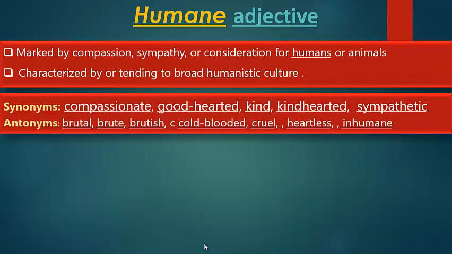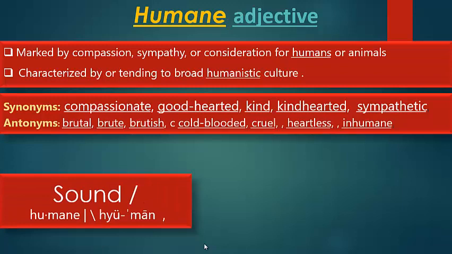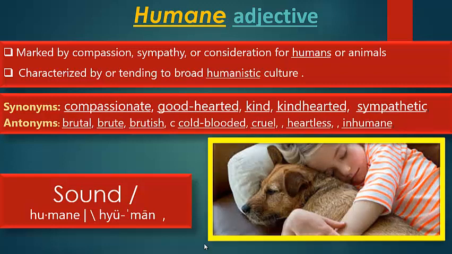Synonyms: compassionate, good-hearted, kind, kind-hearted, sympathetic. Antonyms: brutal, brute, brutish, cold-blooded, cruel, heartless, inhumane. Sound: humane, humane. Human, like such a kind person who feels sympathy with all the creatures around, people, animals, whatever. It's a human character, humane, a kind person.